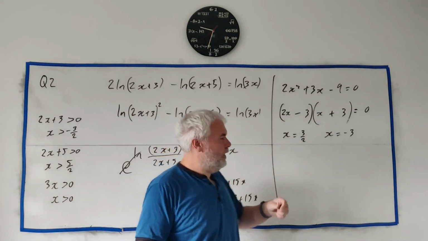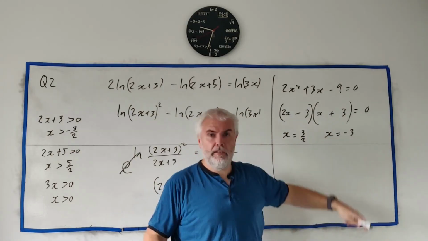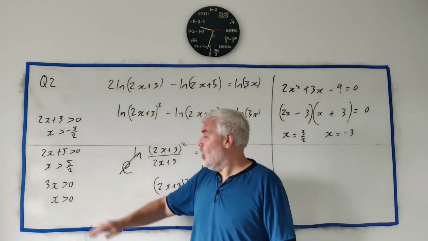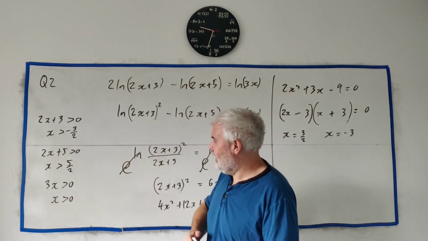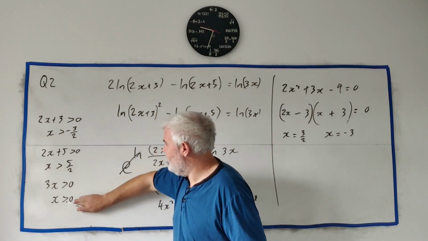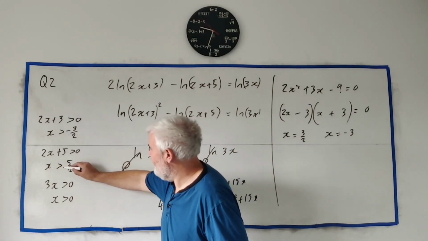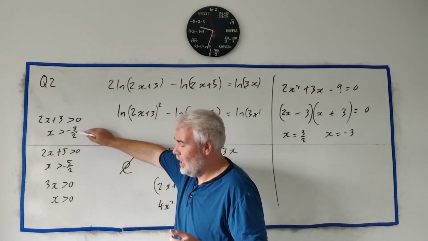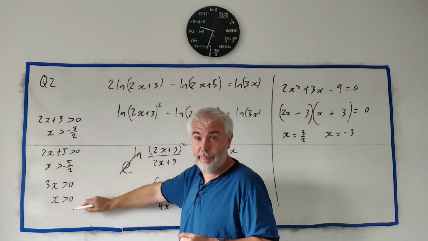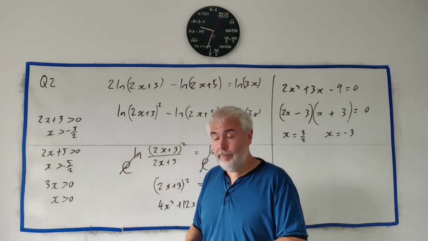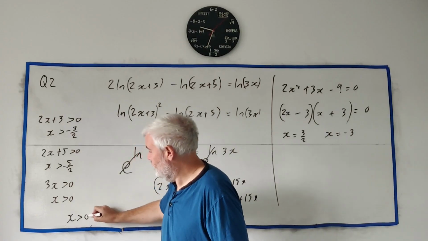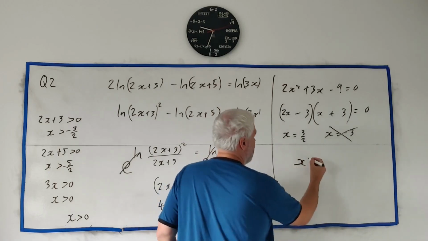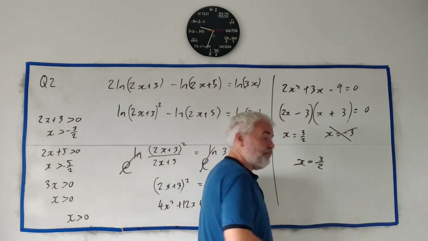Just to be clear there, it wasn't important that this failed all 3 tests. If you fail one of these tests, you're out. All of these have to be true. And that means you have to be bigger than minus 1.5, bigger than minus 2.5, and bigger than 0. You have to be all of them. That means ultimately you have to be bigger than 0. So this one is out. Your final answer needs to be a single answer. It needs to be 3 over 2.